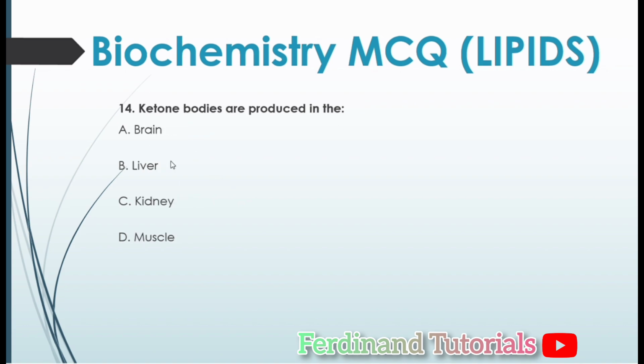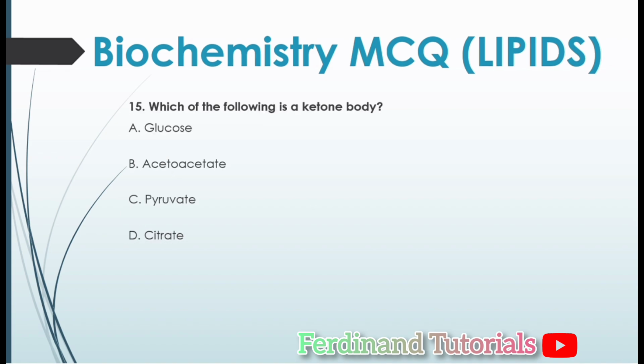Ketone bodies are produced in the A, brain, B, liver, C, kidney, D, muscle. Ketone bodies are produced in the what? In the liver of the body. Ketone bodies, you use ketone bodies during your prolonged fasting. Are we there? And that's when you try to use ketone body for energy sustenance.